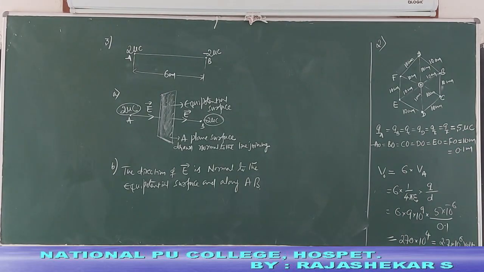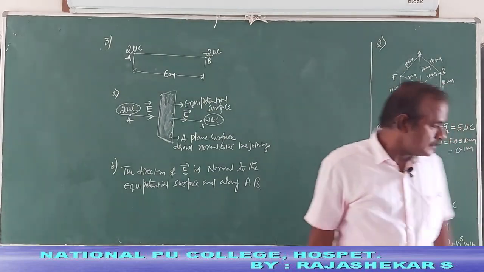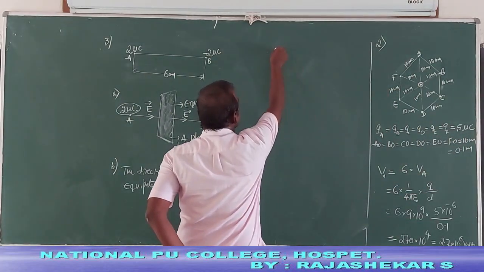Now question number 4: a spherical conductor of radius 12 centimeter has a charge of 1.6 into 10 power minus 7 coulomb distributed uniformly on its surface. What is the electric field inside the sphere, just outside, and at a point 18 centimeters from the center of the sphere? Consider question number 4.